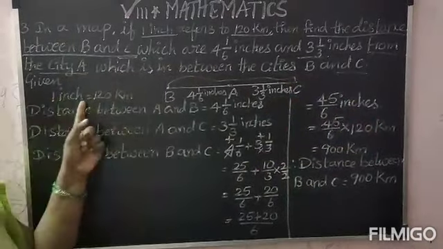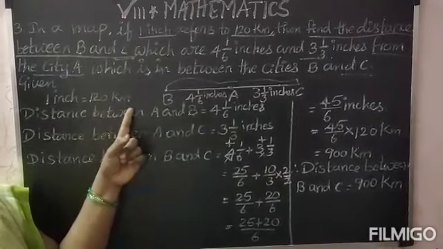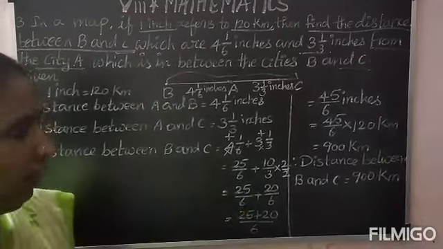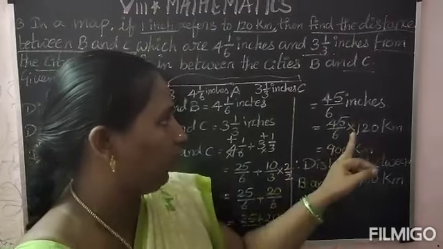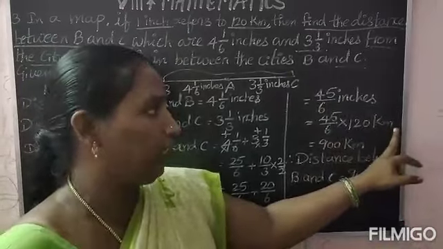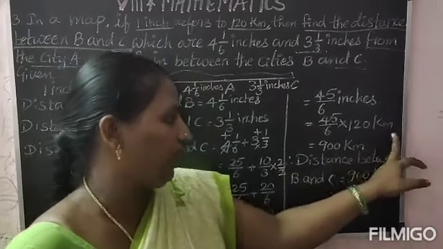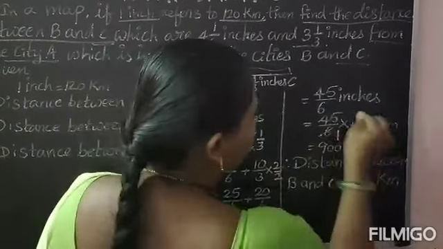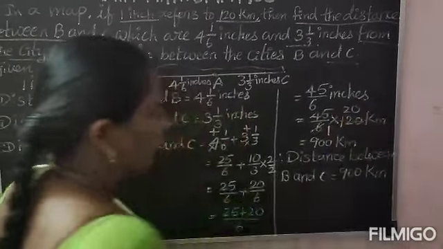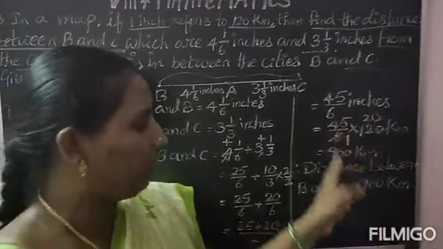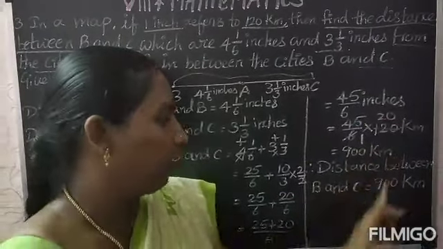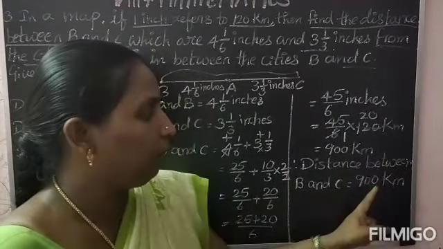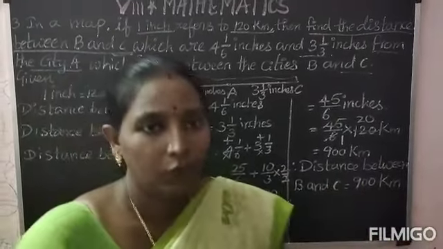But they given 1 inch equal to 120 kilometers. So for that we are going to convert that inches into kilometer. So 45 by 6 into 120 kilometer. Cancel this in the 6 table itself. 6 1s are 6, 6 2s are 12. Write the 0. So 45 into 20, you will get 900 kilometer. Therefore, distance between B and C equal to 900 kilometer.